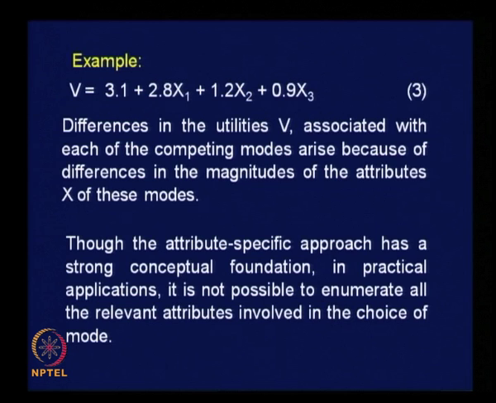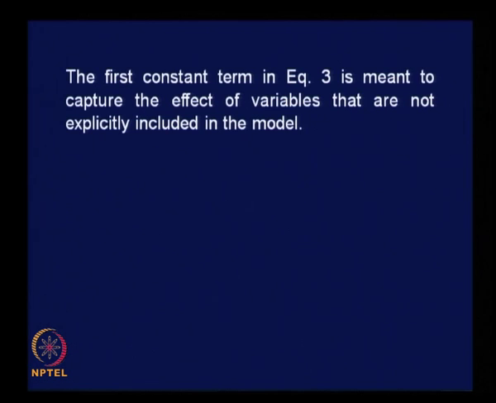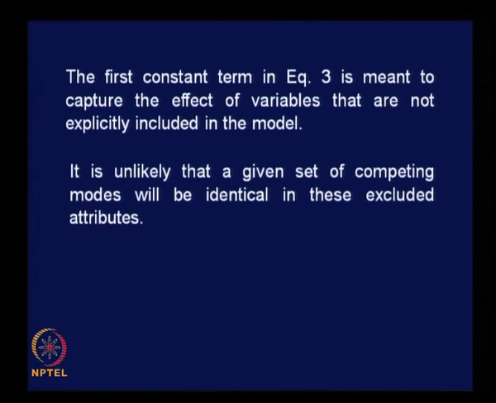How to do some compensatory measure for this particular problem? The first constant term in equation 3 is meant to capture the effect of variables, as I said, that are not explicitly included in the model. It is unlikely that a given set of competing modes will be identical in these excluded attributes. That is what we discussed. They need not be identical, there will be variation.